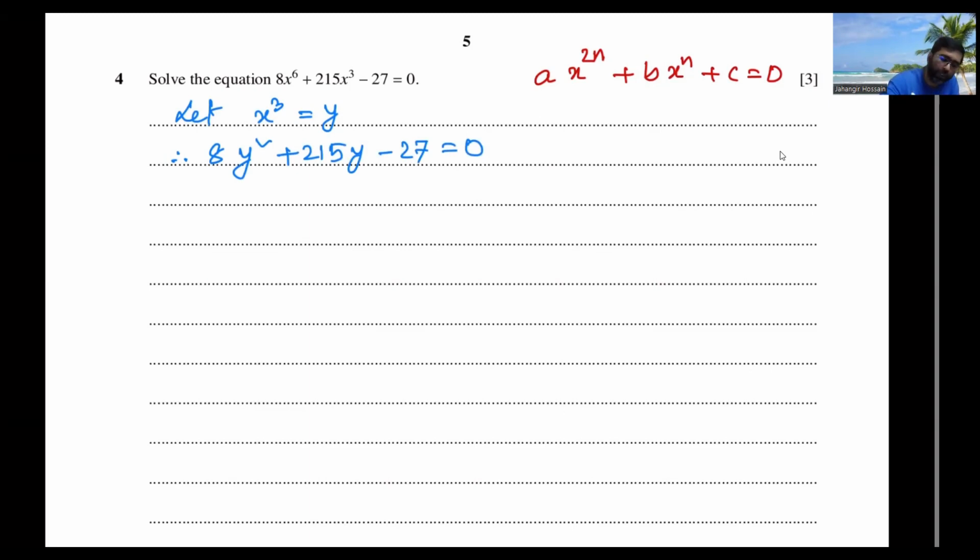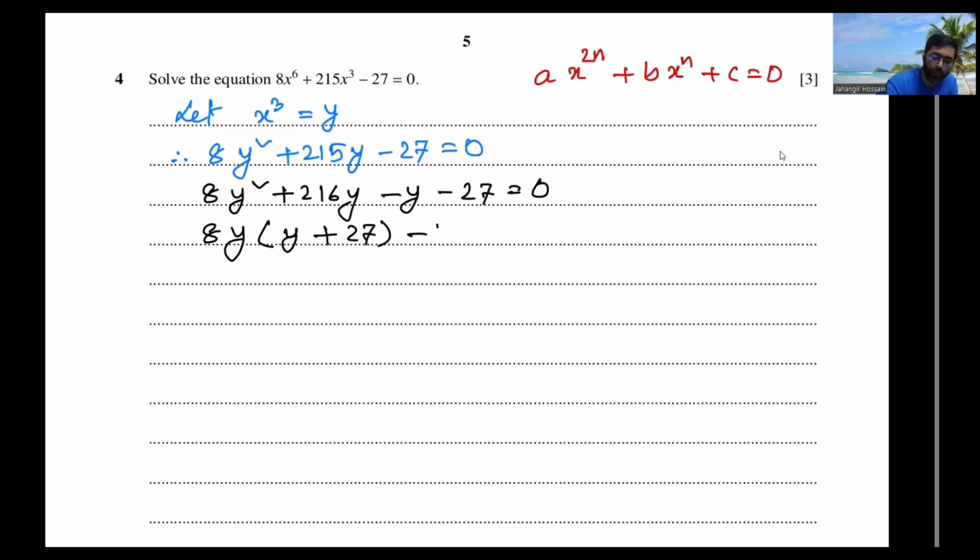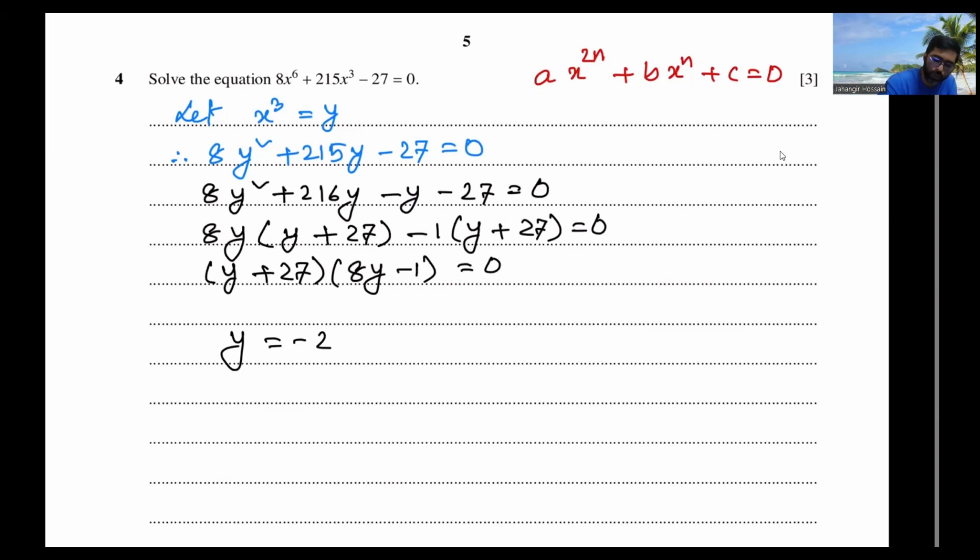If you do the middle term break here, the middle term will be 216y minus y minus 27. So we take 8y common from the first two terms, y plus 27, and minus 1 from the next two terms, y plus 27. So we have y plus 27 into 8y minus 1 equal to 0. So y is either minus 27 or y equal to 1 by 8.